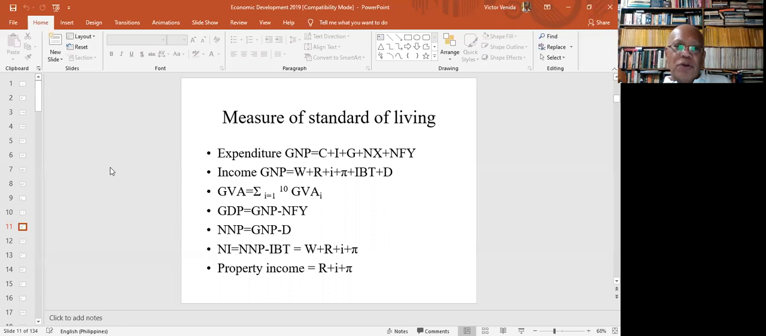On the income side, you have the gross national income or gross national product being equal to total wage plus rent plus interest plus profit. In economics, the Greek letter P, mispronounced in English as pi, is the usual representation for profit. Plus indirect business taxes plus depreciation. And the GNP on the supply side is the sum total of the gross value added of the 10 production sectors, I equals 1 to 10.